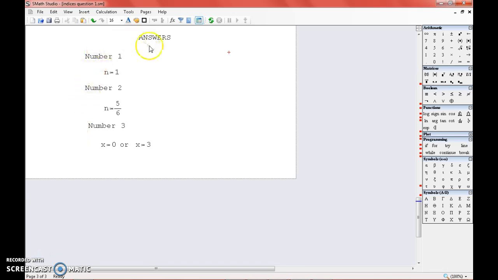Okay, so the answers for the questions that I gave you before: for number 1, n is equal to 1. For number 2, n is equal to 5 over 6. And for number 3, x is equal to 0 or x is equal to 3.